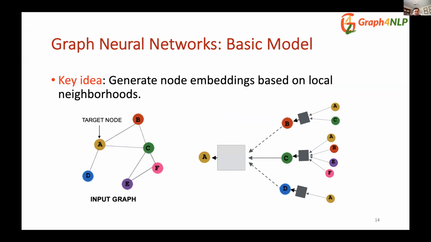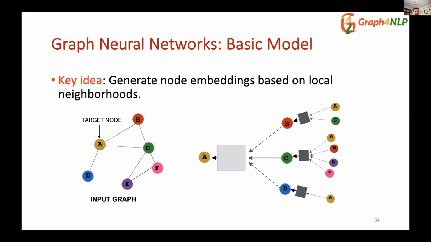So now let's give a simple example to go through a very basic model for graph neural networks, because I don't know how much background you have in this domain. Hopefully after that you will have a quick idea about what graph neural networks are about. If you don't know about GNNs before, the key idea is essentially to generate a node embedding based on the local neighborhood. I'll show you this figure.